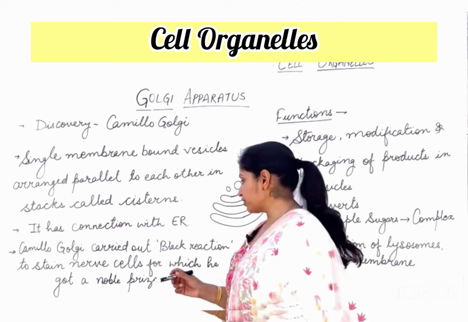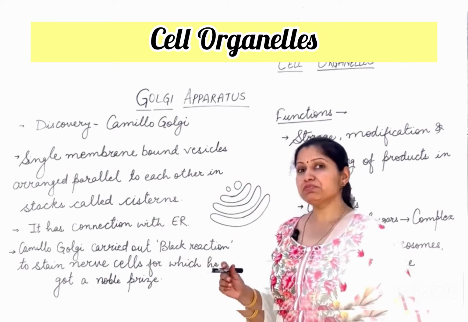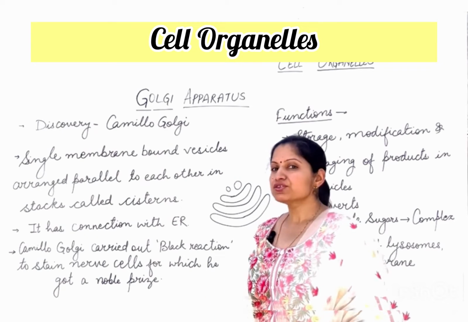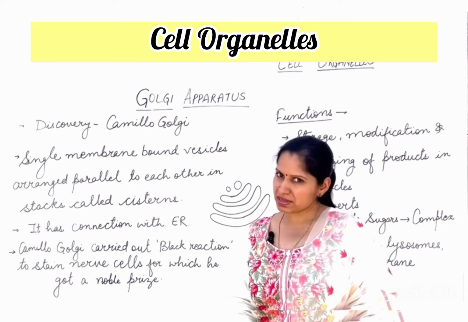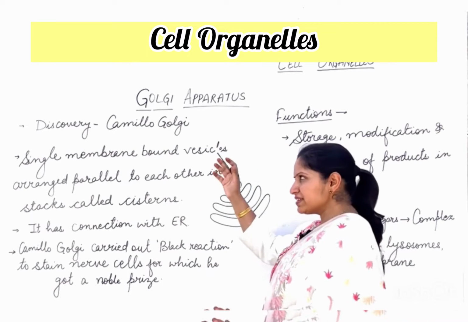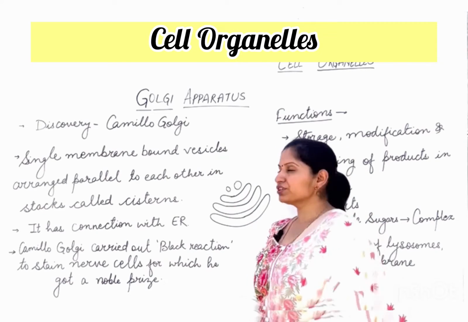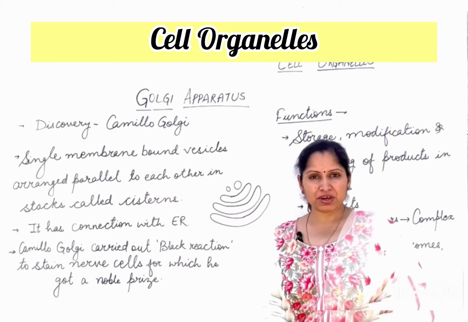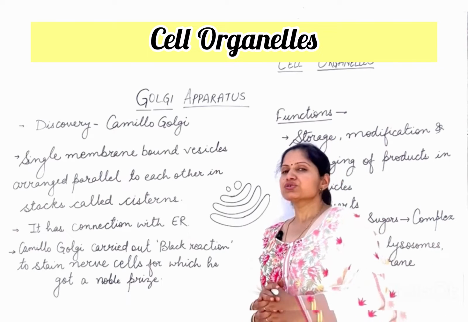And the reaction that he carried out is known as black reaction, that helps to study the nervous system by staining a neuron. So he even got a Nobel Prize for that. So it was a great scientist, Camillo Golgi, who discovered the Golgi apparatus. Now, what's Golgi apparatus and what's its function?